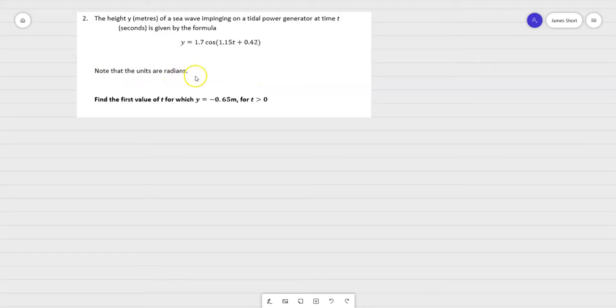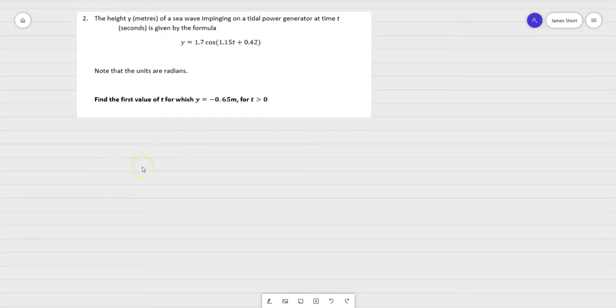Now, you may not be told this explicitly, but you can glean that from the fact that there's no degree symbol here, or instead of 0.42, a decimal, you might be given it as a fraction of pi, which would give you a clue that we're in radians. What we're asked to do is find the first value of t for which y is equal to minus 0.65 meters for t greater than 0 seconds.